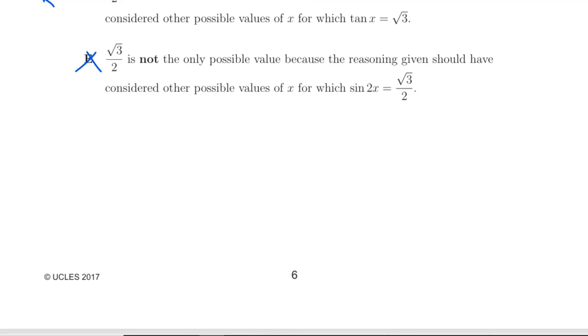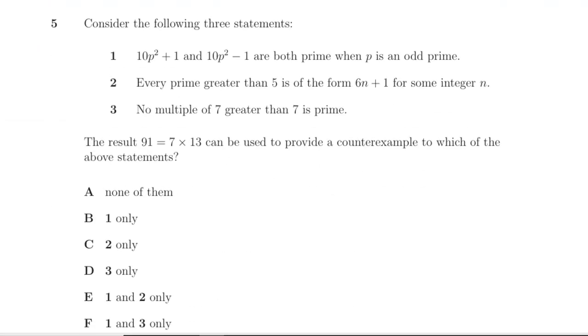There's another long question. And they're not all like this. Question 5. Consider the following 3 statements. 10p squared plus 1 and that. Okay, all of these things. Let's see what they actually want. The result 91 equals 7 times 13 can be used to provide a counterexample to which of the above statements?